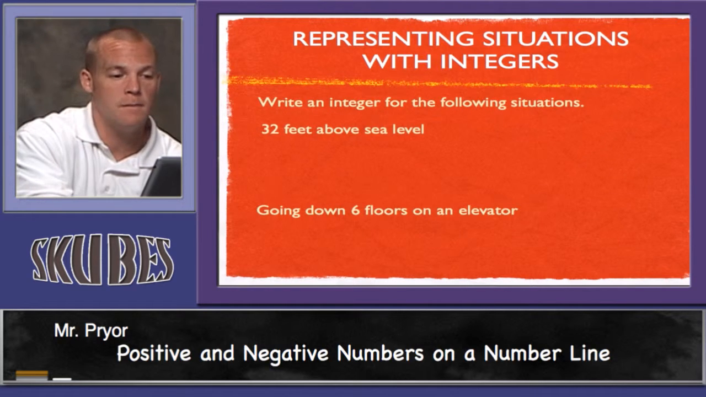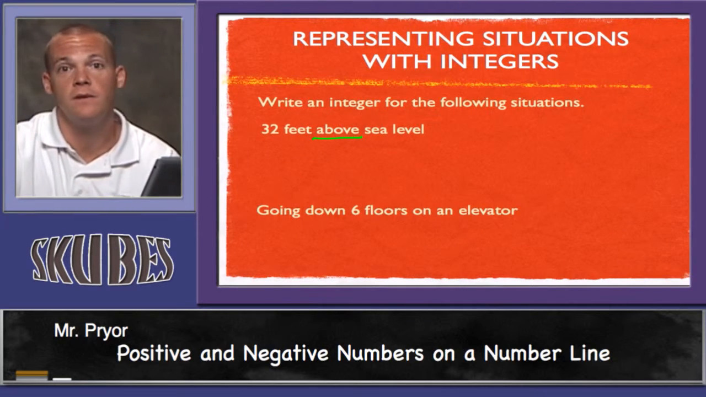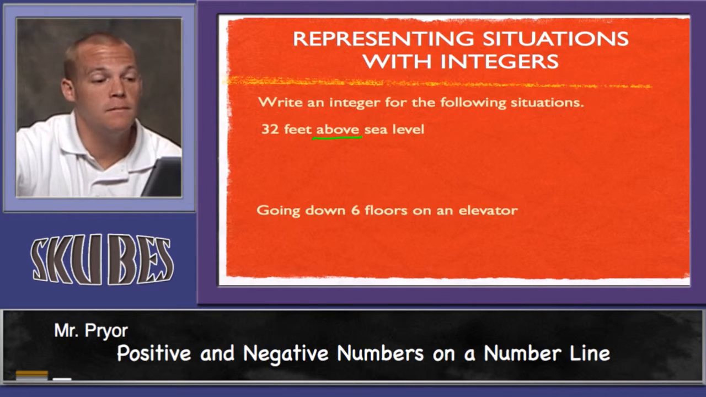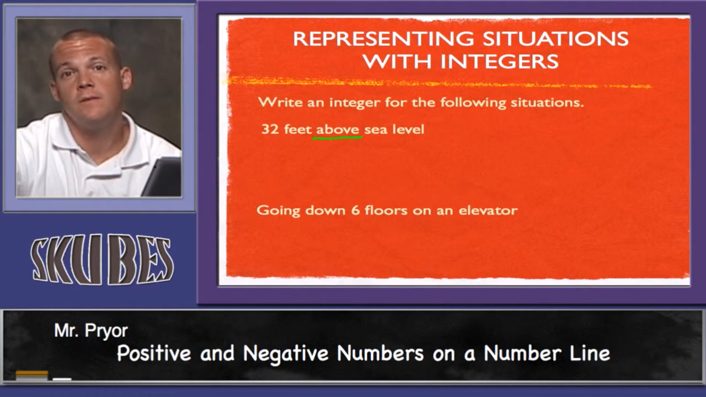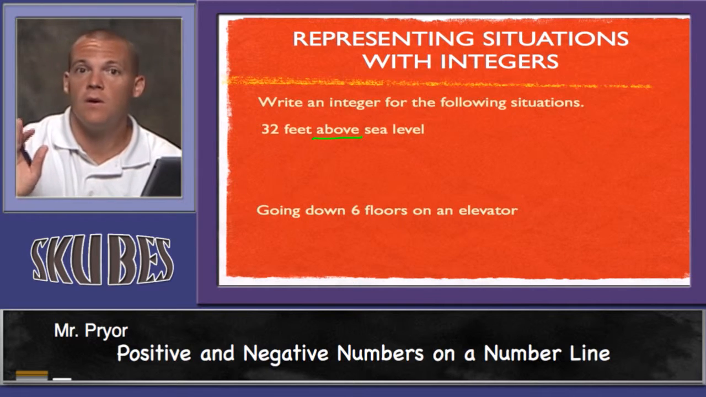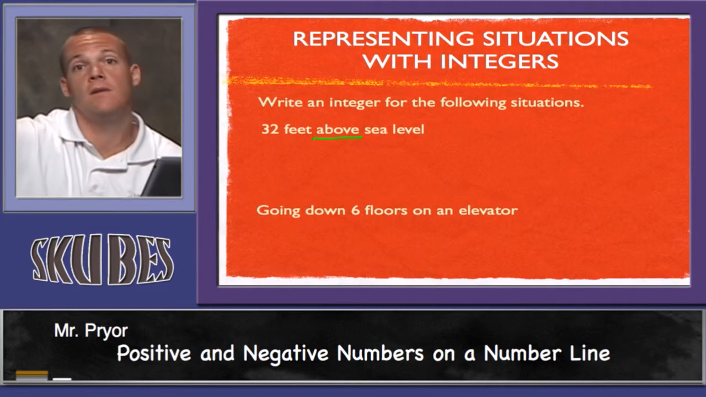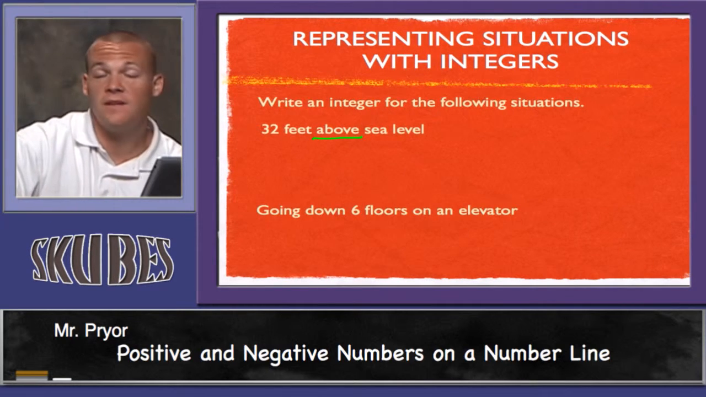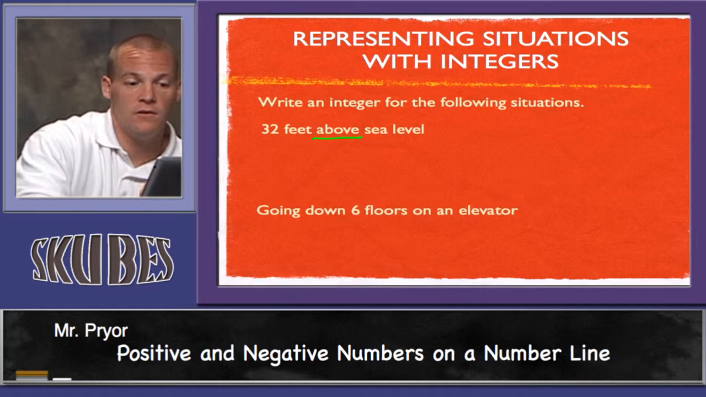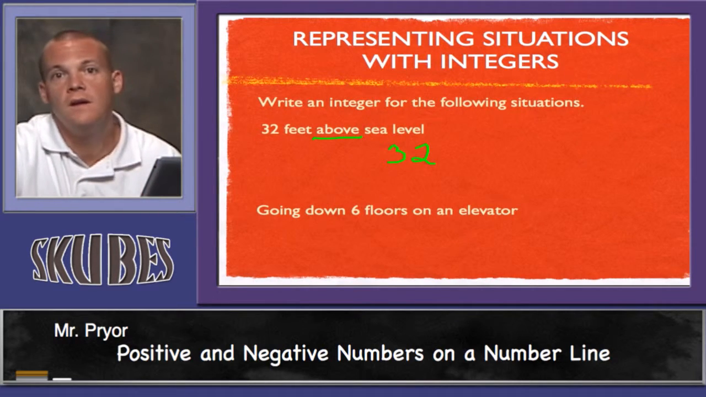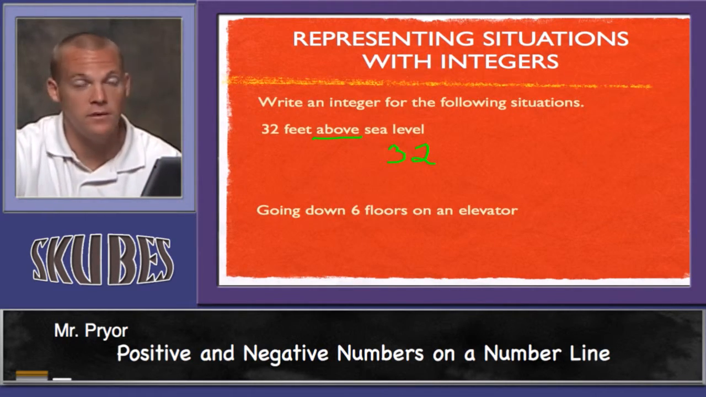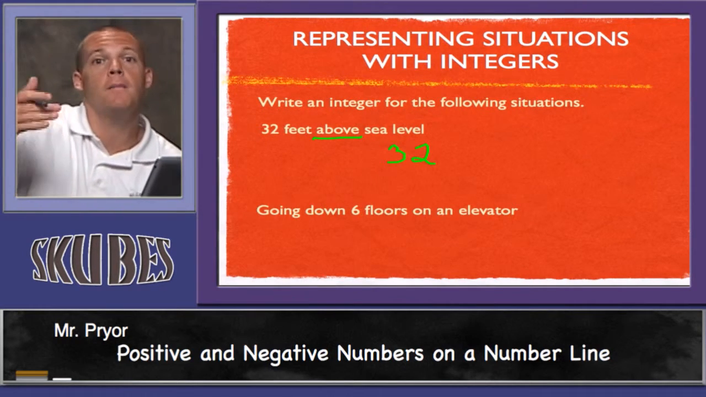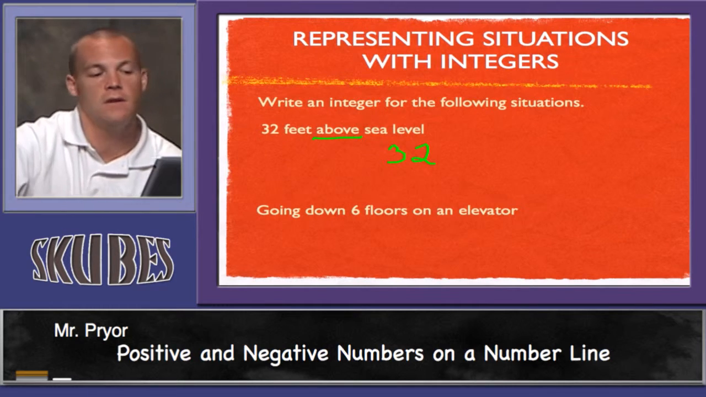Okay, the term above. When we think of above, hopefully you're thinking up or rising, okay? 32 feet above sea level would be what we consider to be a positive value, because anything going up is going to be considered positive, anything going down is going to be considered negative. So 32 feet above sea level, to represent that as an integer, you would simply just write 32. No tricks to this. It's just simply recognizing whether it should be a positive movement or a negative. So above means up, which always should reference positive.